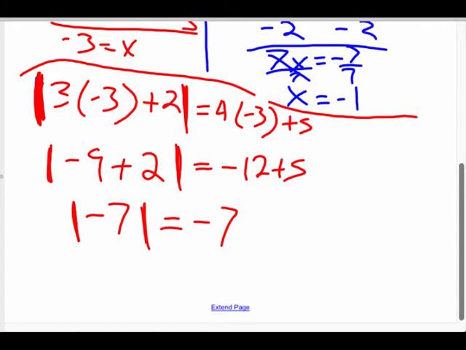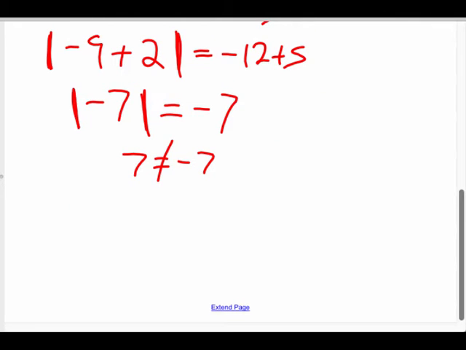Wait a minute. What happened? The absolute value of negative 7 is 7. Negative 7 can never equal positive 7. So what is our extraneous solution? Yeah, well, it's not negative 7. Negative 3. X equals negative 3 is an extraneous solution.